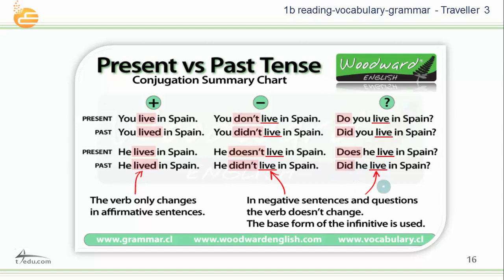back to the infinitive or present. We don't say did he lived? No. Did he live? Okay? So in negative sentences and the questions, the verb does not change, it stays the base form of the verb, the infinitive. So you don't say did he lived? No, this is Arabic. In English we say did he live? Does he live? He doesn't live. He didn't live.